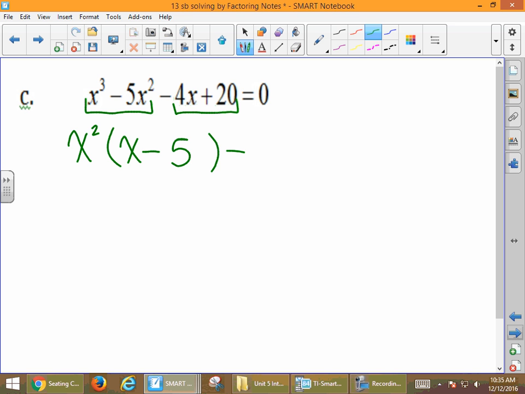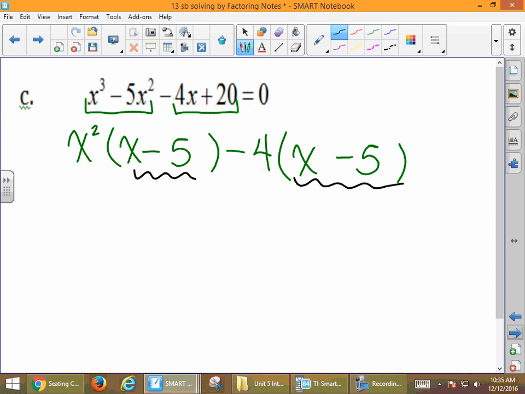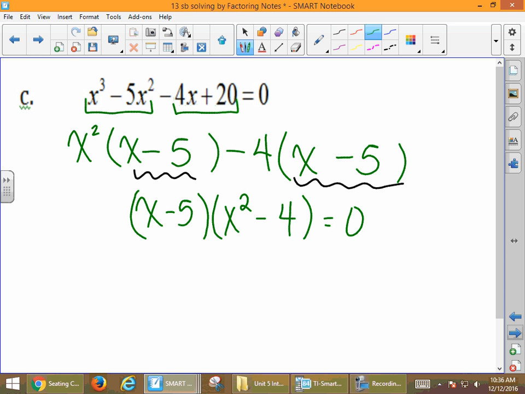In our second group, what's the biggest number that goes into both 4 and 20? Well, 4 goes into both. And 4x divided by 4 is x. 20 divided by negative 4 is negative 5. And now we've got the same value in each group. We've got an x minus 5 and an x minus 5 in each group. And our single: x squared minus 4.